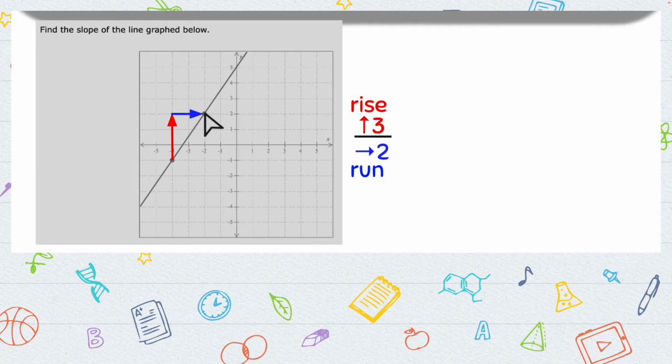So rise 3, run 2, and I want to make sure that I'm paying attention. Is it negative or positive? Since it's up, it's positive. Since it's right, it's also positive. So my slope is 3 over 2.